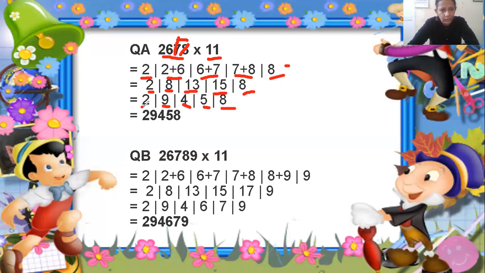Now you will write down 2 as it is. Look at this step now. All the numbers are now converted into single digit numbers. So all these slashes now you will remove, and this is your final answer: 2, 9, 4, 5, 8. Look at the next question now.